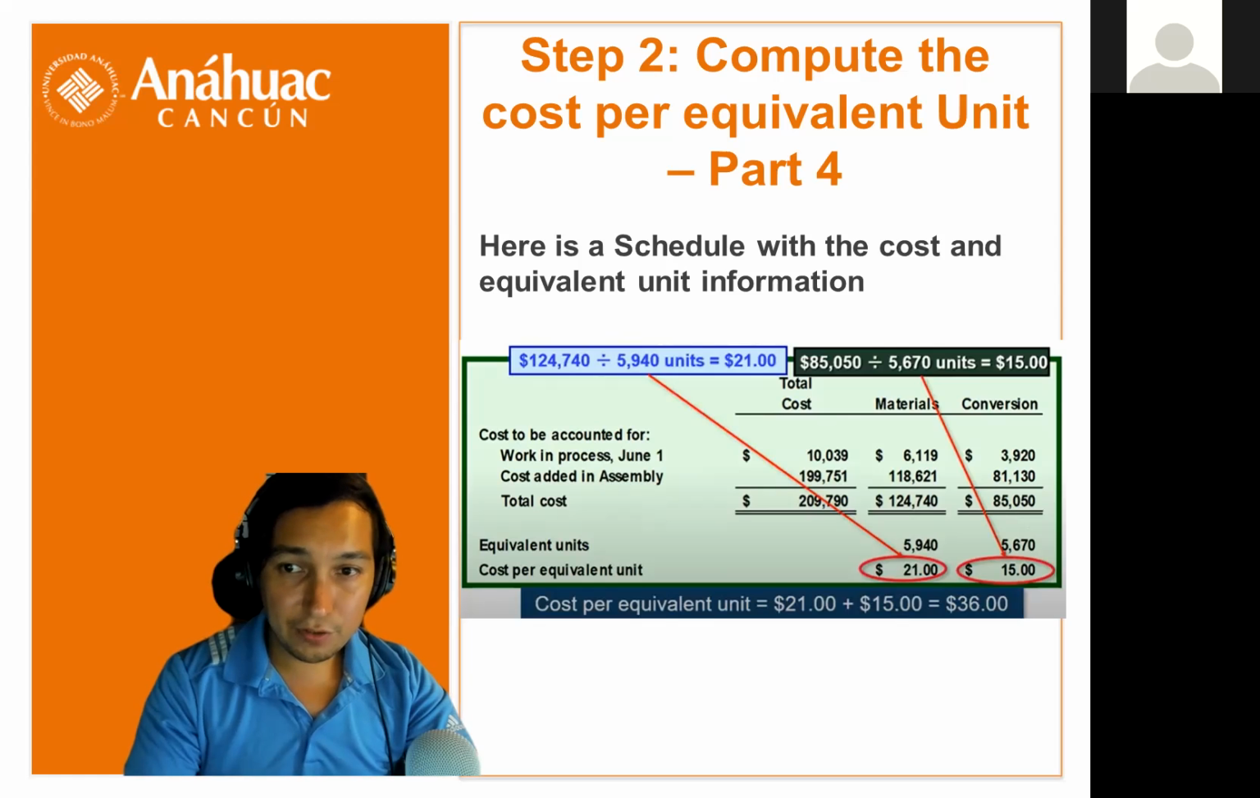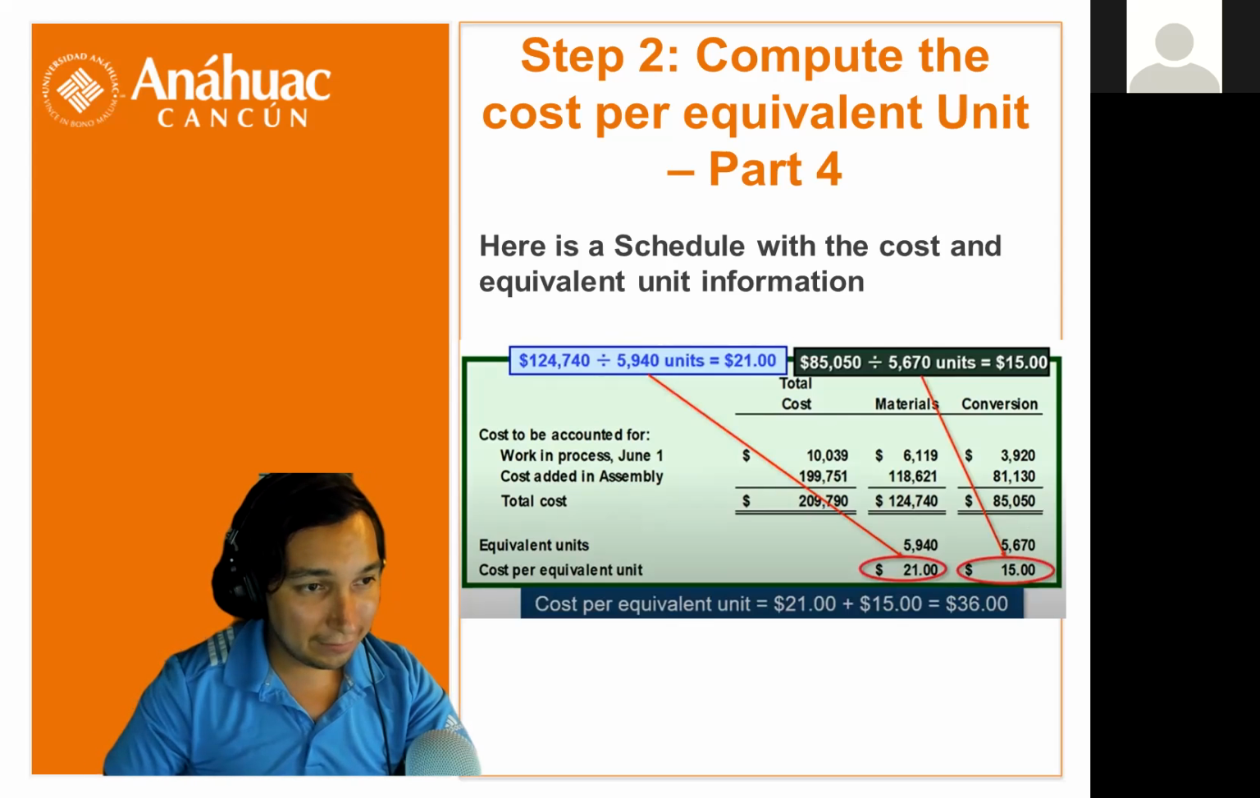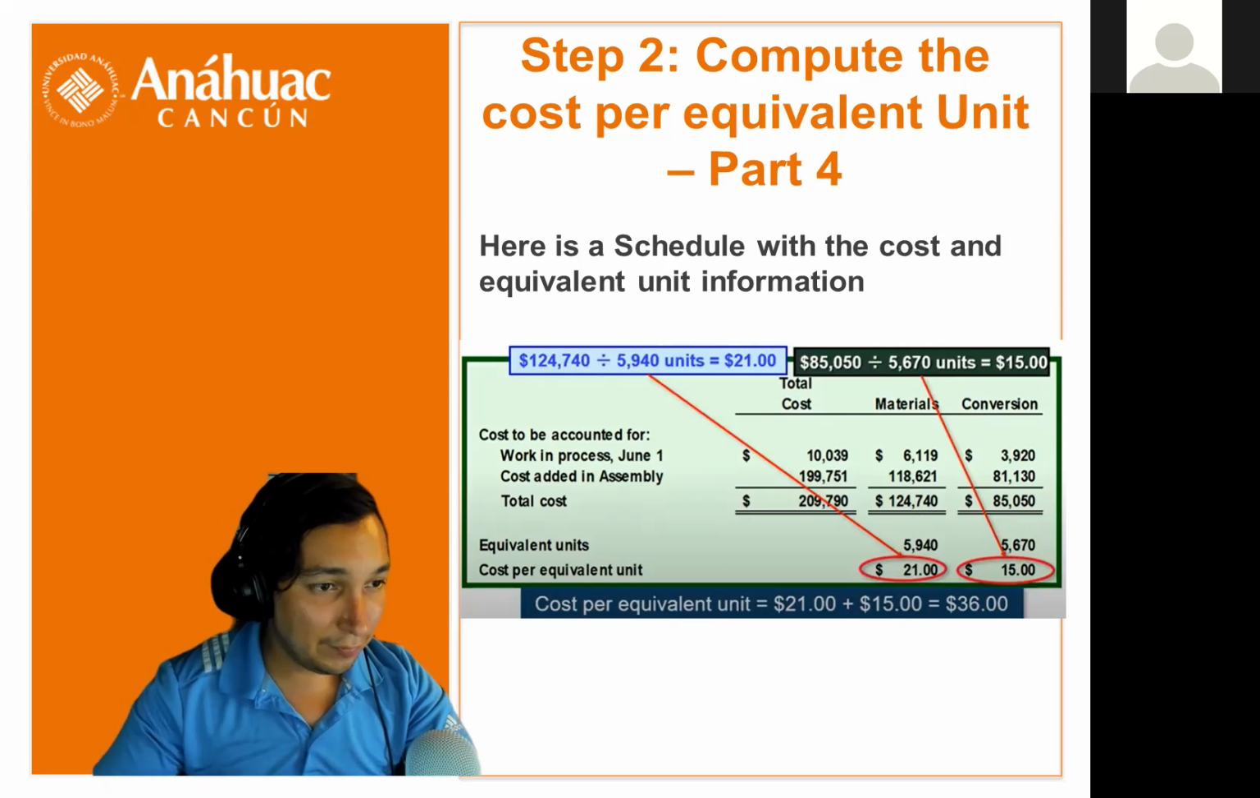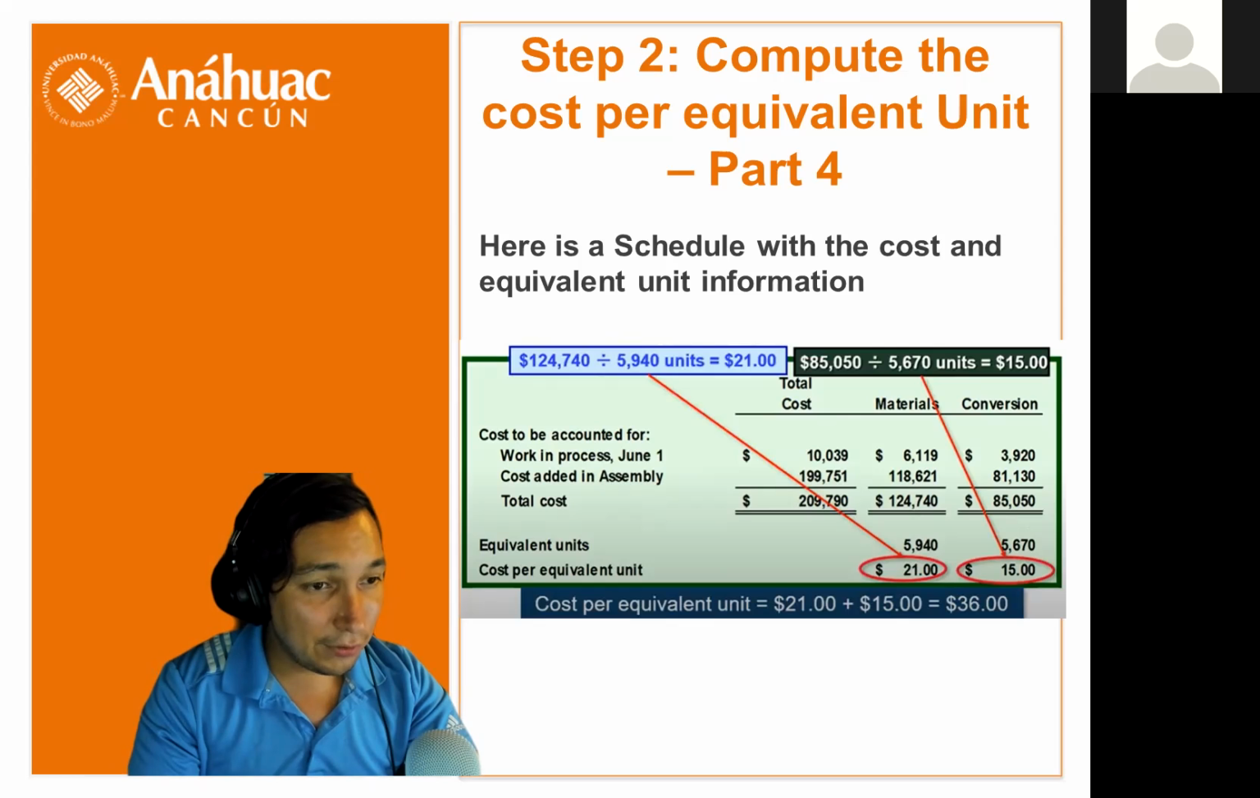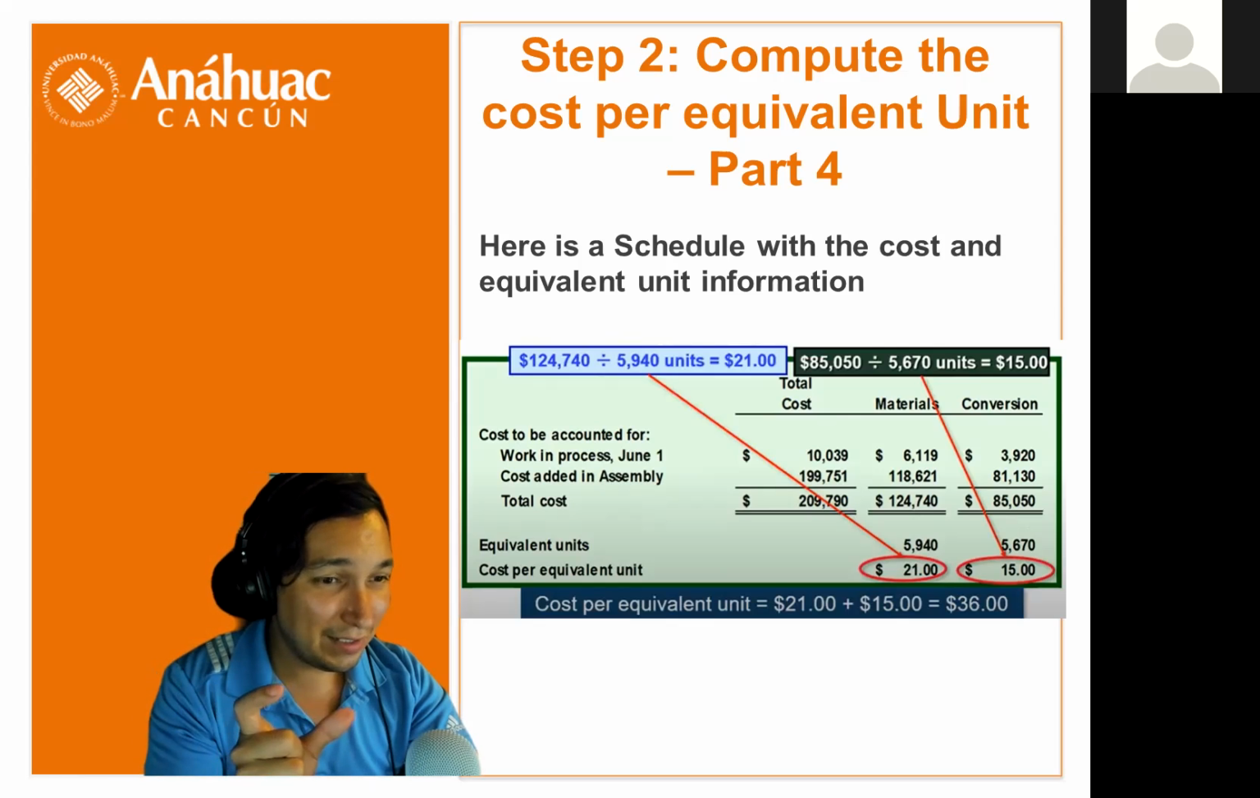Because in the next session, we will assign costs to units using the weighted average method. But until here, how do you feel, guys? Remember, you don't do the total cost for the total equivalent units. That will give you a different math.